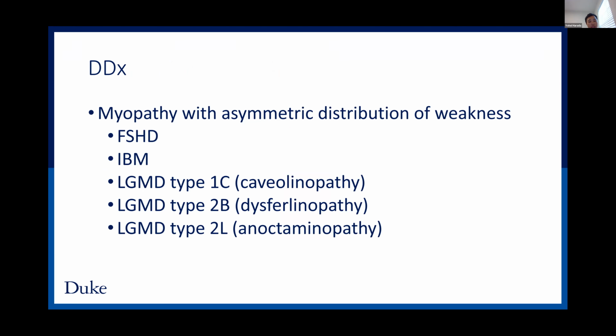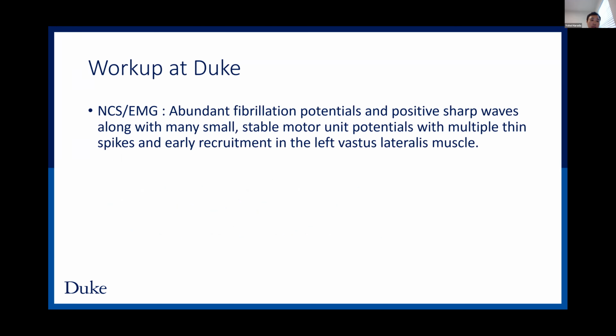So this is the differential diagnosis, but more for the sake of education. When we see myopathy with asymmetric distribution of weakness, we think about FSHD and IBM, obviously not the case for him, but also other types of limb-girdle muscular dystrophy, like 1C, 2B, and 2L, so those can be listed as a differential. Thinking about that, we did the workup, including the nerve conduction study. We saw abundant fibrillation potentials, positive sharp waves, and also many small, stable multi-unit potentials. They all looked like myopathic changes.